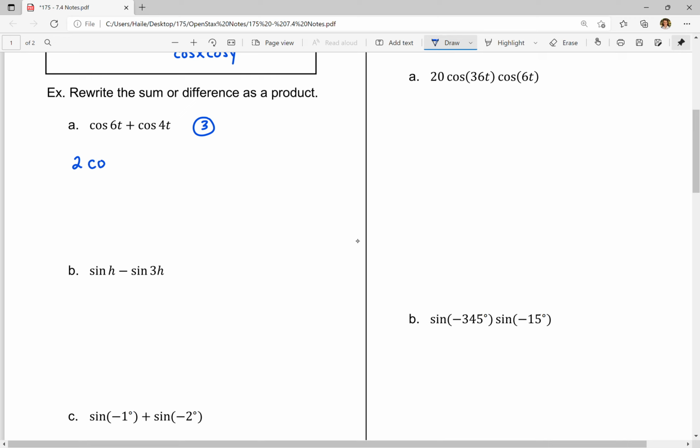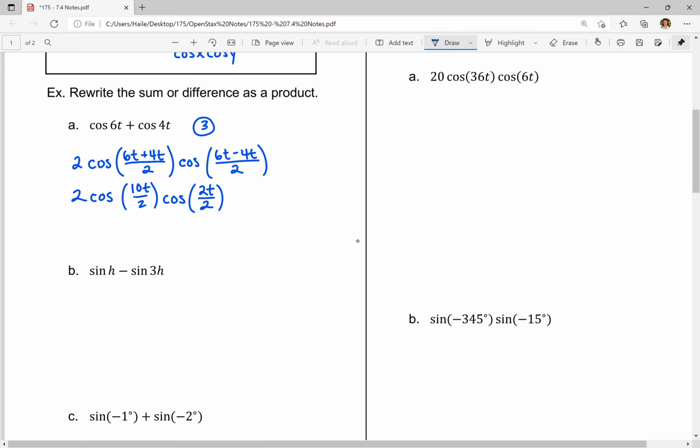2 times the cosine of the two angles added together divided by 2, times the cosine of the two angles subtracted divided by 2. So we've got 2 times the cosine of (6t plus 4t) divided by 2 times the cosine of (6t minus 4t) divided by 2. And now all that's left to do is simplify the expressions in the parentheses. So we get cosine of 10t divided by 2 times cosine of 2t divided by 2.